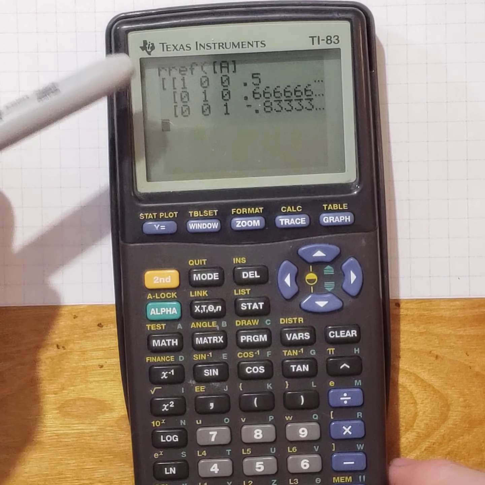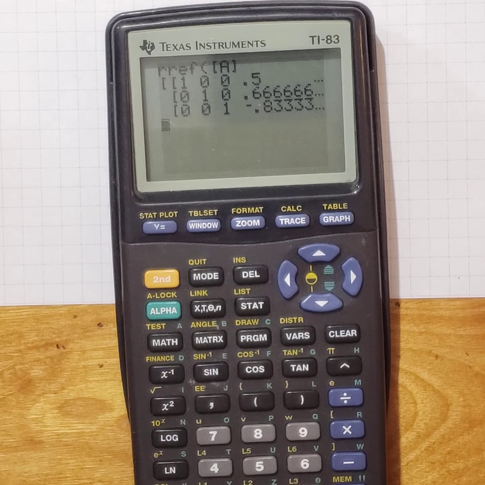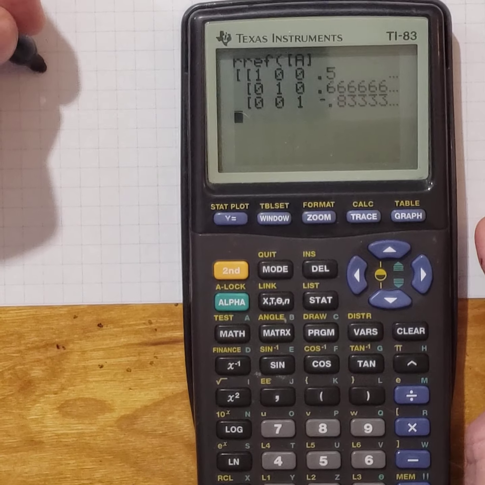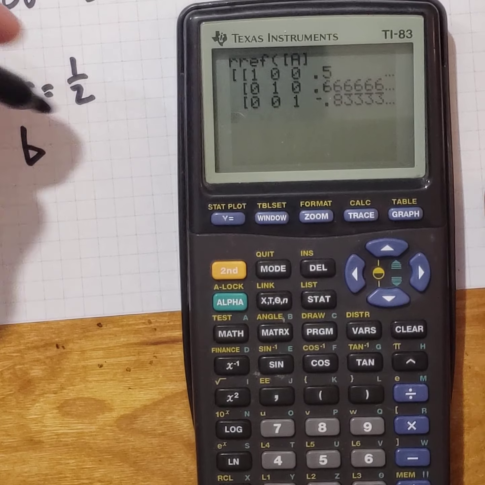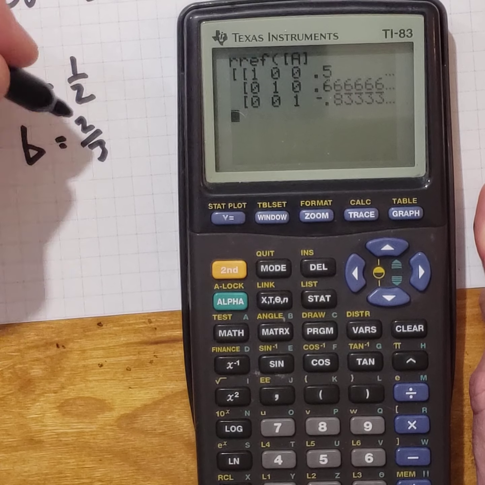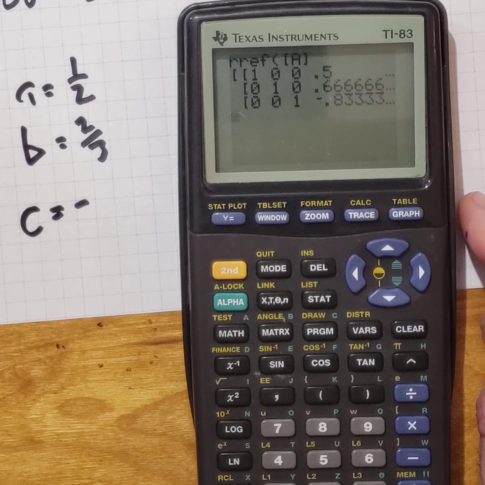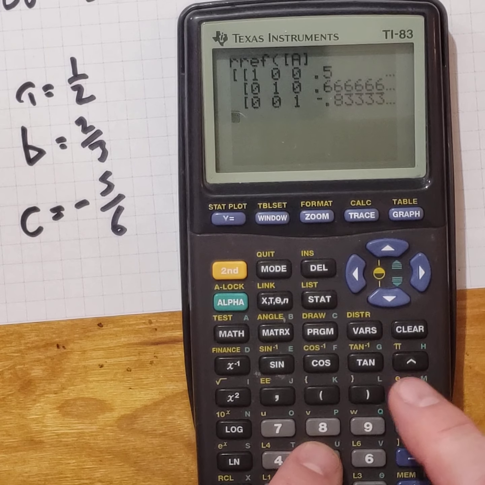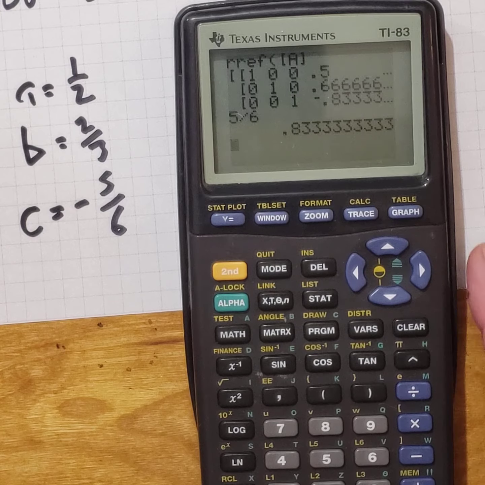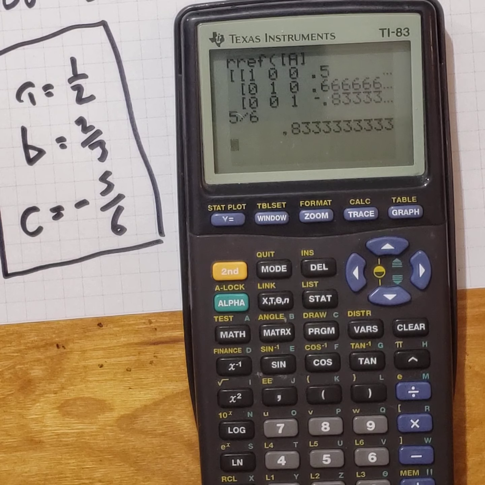Our first row stands for, it was A, B, and C, not X, Y, and Z. So A is equal to 0.5. So A is equal to 1/2. B from our second row is equal to 0.6 repeating, which is 2/3. And C is equal to negative 0.833, which is, I'm not even sure, so I'm going to say 5/6. I'm going to test that. 5 divided by 6 is, yes. Okay. So that's our solution. Letting the calculator do the work for us.